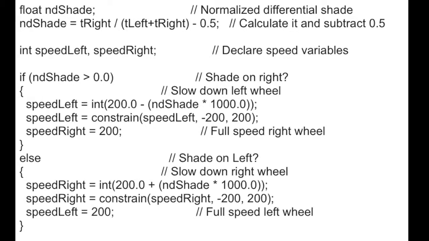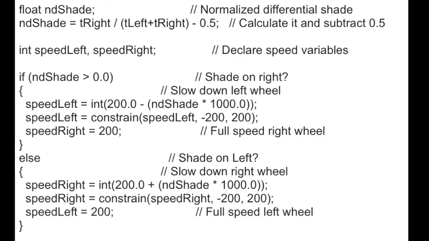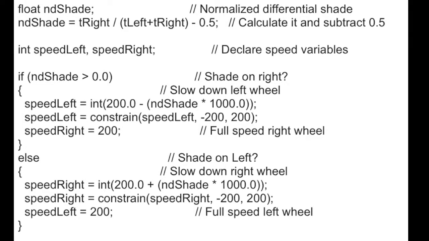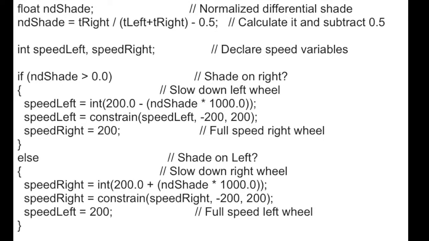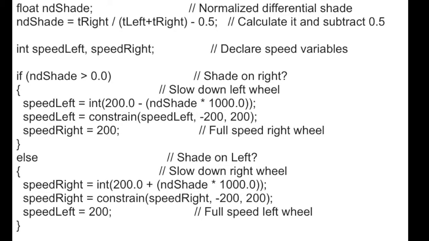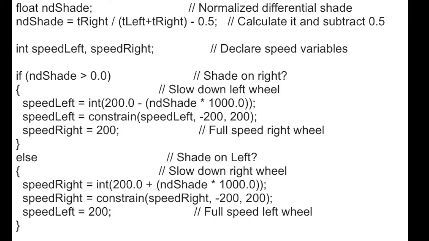There's also the possibility that ND shade will be greater than 0.5, which makes the speed of the left wheel negative. That's impossible. So in the next line, there's a constraint which makes the left speed only able to be between negative 200 and positive 200, which gives it a limitation. So the ND shade can be greater than 0.2 or lower than negative 0.2.